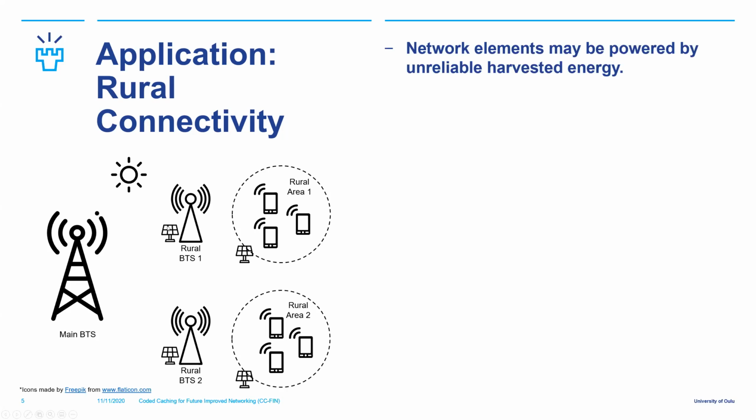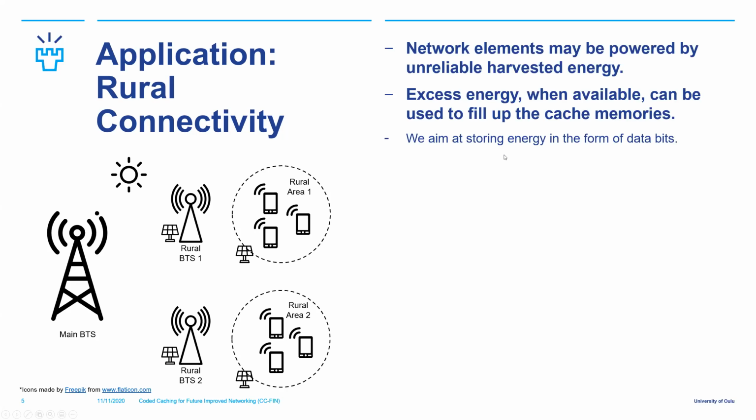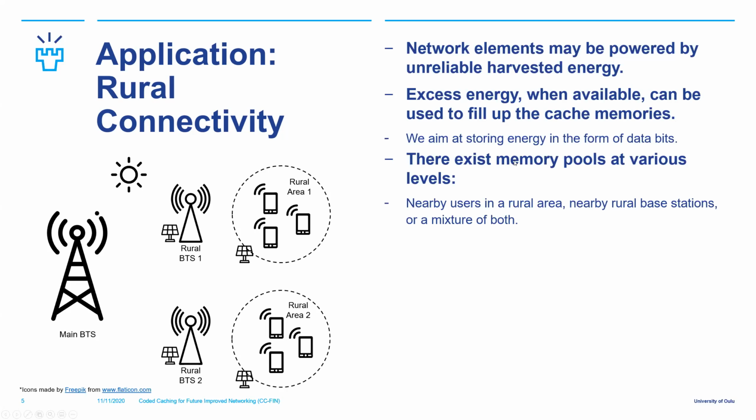When we have this unreliable energy source, we cannot guarantee a reliable connection. At some times we can have excess energy, and at other times we can be low on energy. The idea is to use cache memories to store the energy whenever we have this excess energy. So this is general caching, not coded caching, but we can use this excess energy when available to fill up the cache memories. And in fact, we are storing energy in the form of data bits.